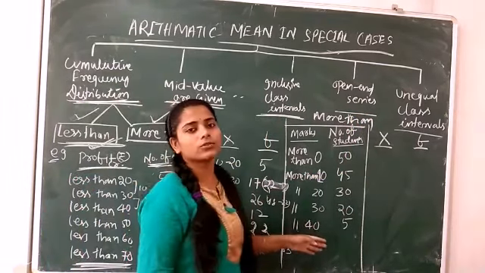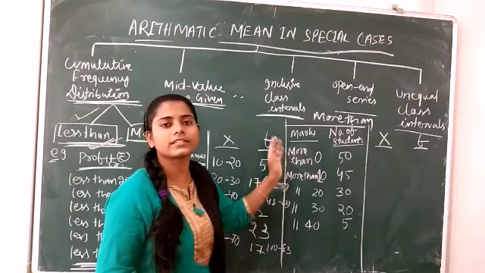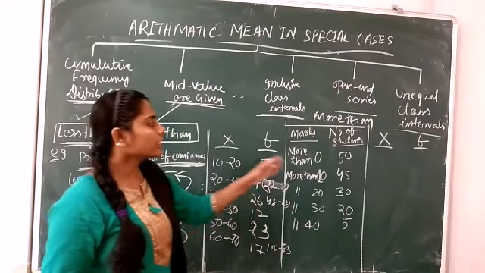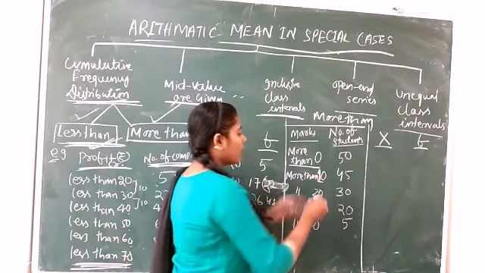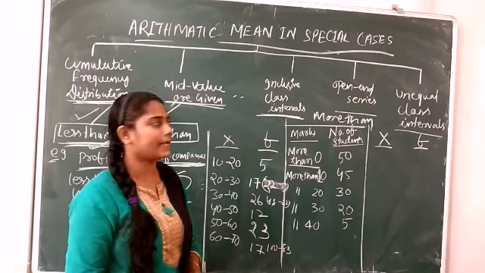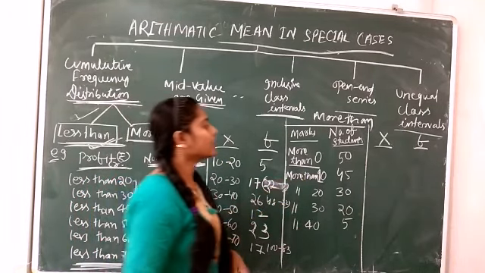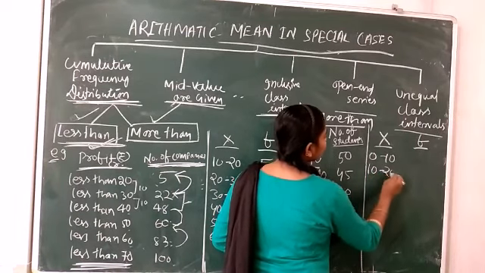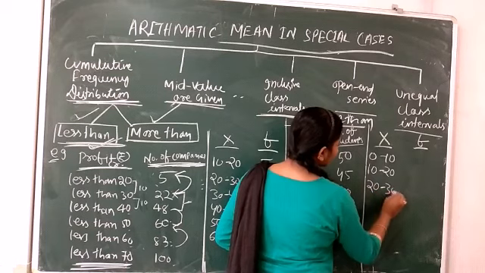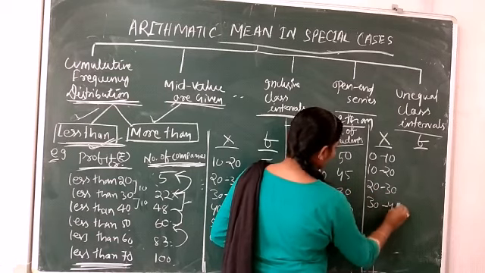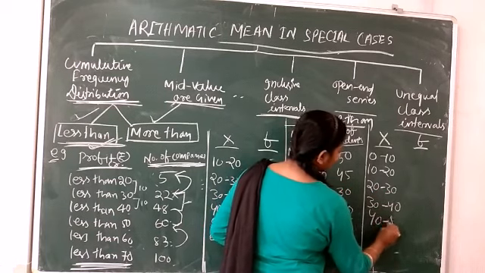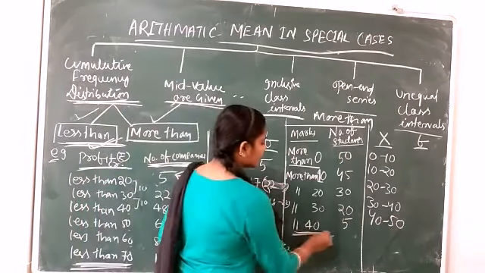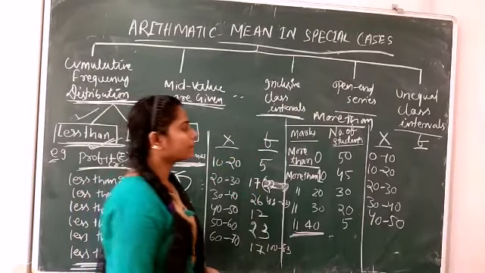Here there are also two columns. The first column indicates the marks of the students and the other column is the number of students. So here first is more than 0 and all the class gaps will be 10. So the classes will be 0 to 10, 10 to 20, 20 to 30, 30 to 40, and the last class will be 40 to 50, because the last class range is more than 40.